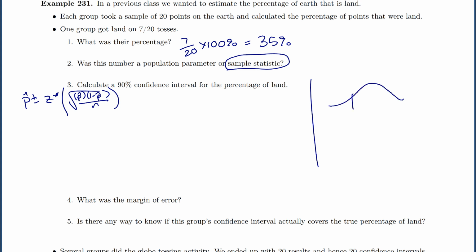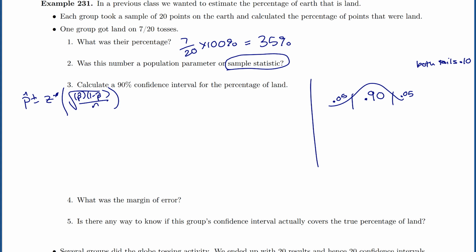So I draw a picture. I say I want 90% in the middle, so 0.90 in the middle. That means both tails together are going to be 0.10, so each tail is going to be 0.05. No, it's 0.05. I was thinking of the 99% out of habit. So we have 0.05 in each tail.